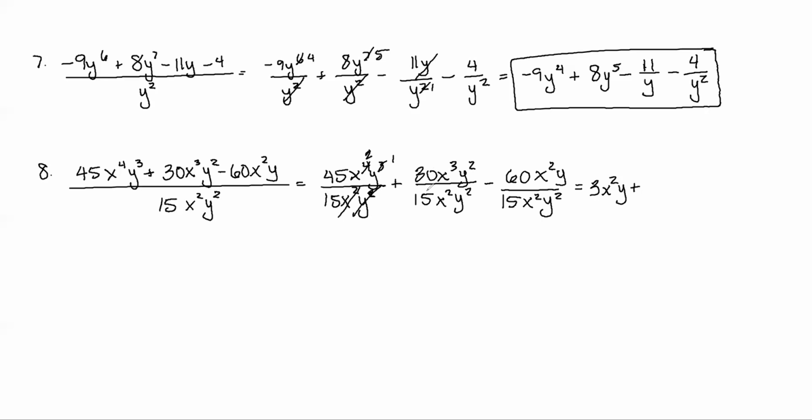Plus 30 divided by 15 is 2. We can cancel out 2 x's and we're left with 1 on top. And our y's completely cancel out. So we just have 2x. Minus 60 divided by 15 is 4. The x's completely cancel out here. And we can cancel 1 y and we're left with 1 y on the bottom. So this is minus 4 over y. So again, be really careful where your variables end up.